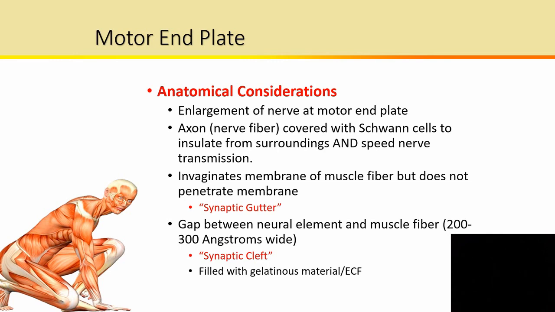It creates a gap, and that indentation that we see in the sarcolemma is called the synaptic gutter. Okay, and then between the nerve and the muscle, the sarcolemma, there's a gap, and that's called the synaptic cleft. And that synaptic cleft is filled with gelatinous material and extracellular fluid that actually provides a liquid environment for things such as the acetylcholine to be able to move. It's about 200 to 300 angstroms wide, but I wouldn't expect you to remember that. I'd never ask anything like that on an exam.